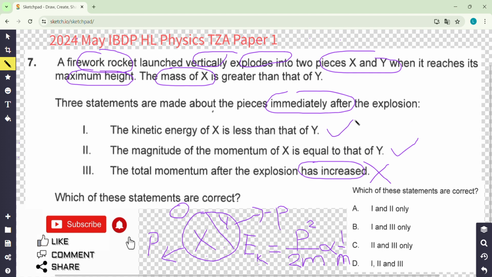So 1 is correct, so 1 and 2 are correct. So the answer is A.